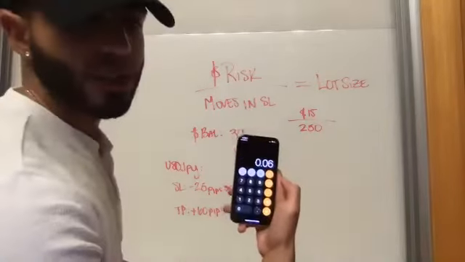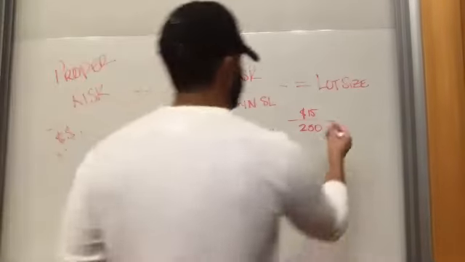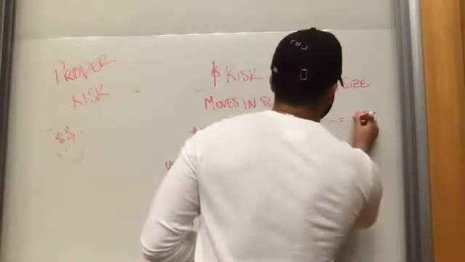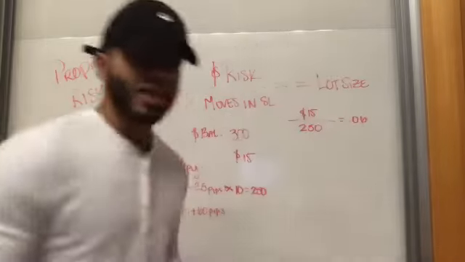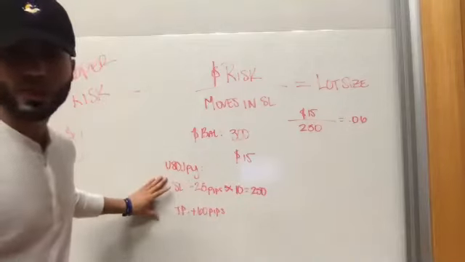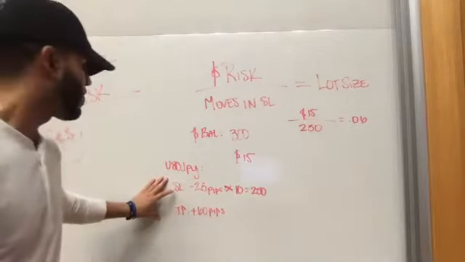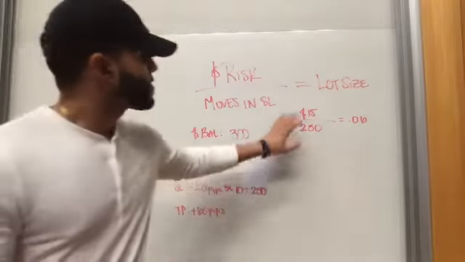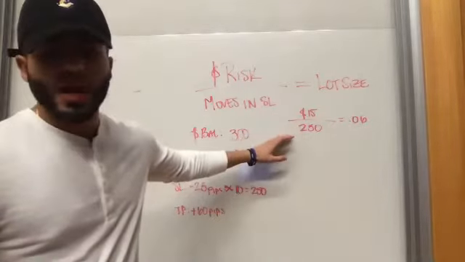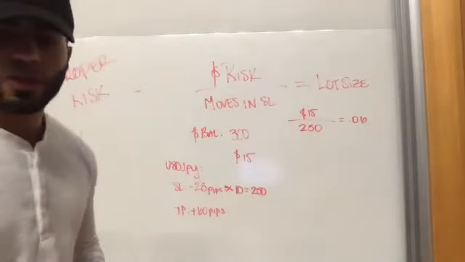That's 0.06. That's going to give you your lot size. So 15 divided by 250 is equal to 0.06. In other words, your lot size to only risk 15 bucks in this trade opportunity that you receive from Swipe Trades, from Pips and Dips, from whatever trade channel you got it from, with the stop loss that you got, has to be 0.06. You guys see where I'm going with this?